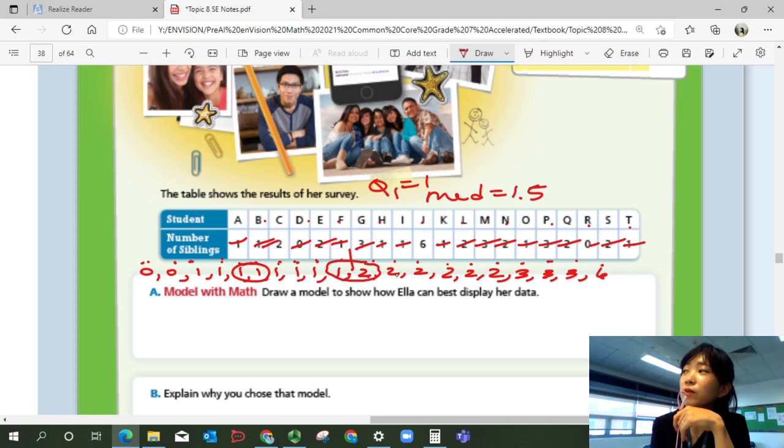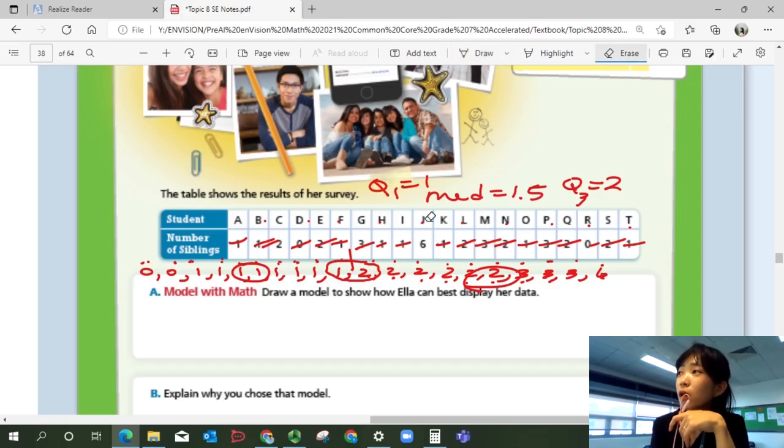So your upper half: 2 and 6, 2 and 3, 2 and 3, this 2, this 3, wait, this 2, this 2. So these two are the median of the upper half, and the average of those two is 2. So then you have your Q1, median, and Q3. Your minimum is 0, your maximum is 6.